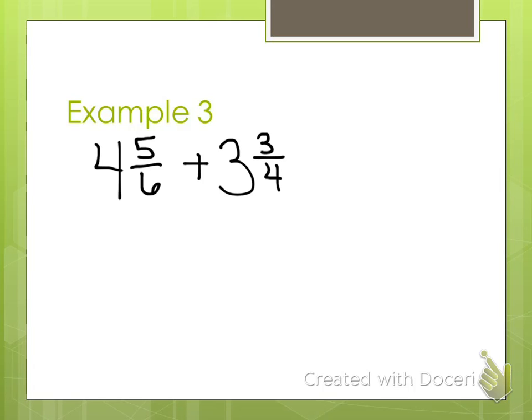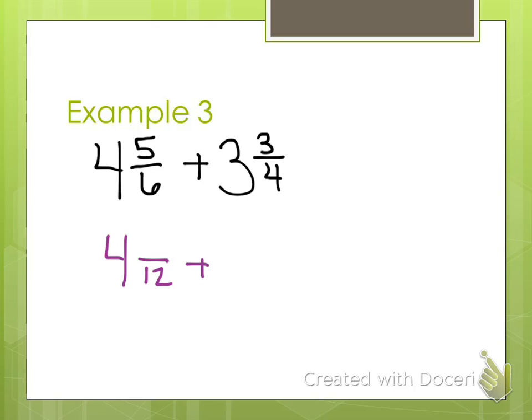Now in example 3, I'm adding these fractions. So write example 3 in your notes and then write this underneath. 4 5/6 plus 3 3/4. All right, first step. What's my first step? Daniel? Find the LCD. Okay, these don't have common denominators, so I need to find my LCD. Starting with the biggest denominator. Does 4 go into 6? No. Does 4 go into 12? Yes, it does. So 12 is my LCD.